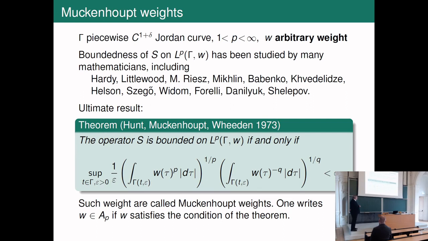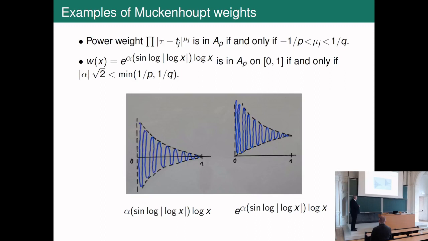Such weights are called Muckenhoupt weights, and one writes W is in A_p if a weight satisfies this condition. You might say, show me a Muckenhoupt weight. Power weights are Muckenhoupt weights if and only if this condition is satisfied. This is the result of Toeplitz. Here is a strange Muckenhoupt weight. It is e to such a function.